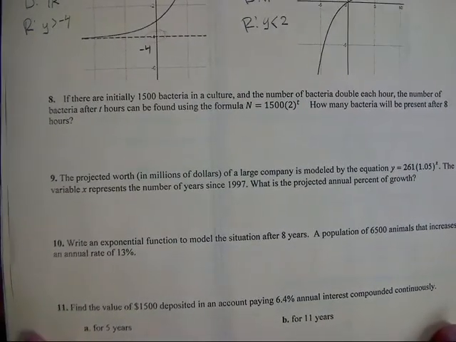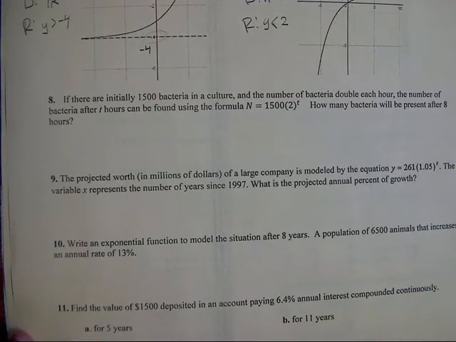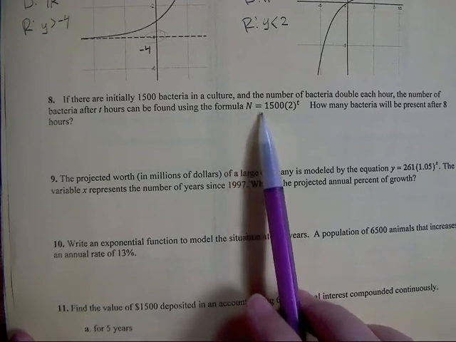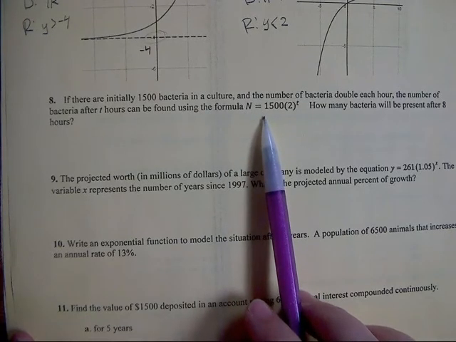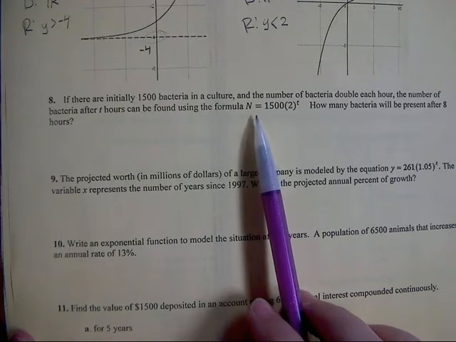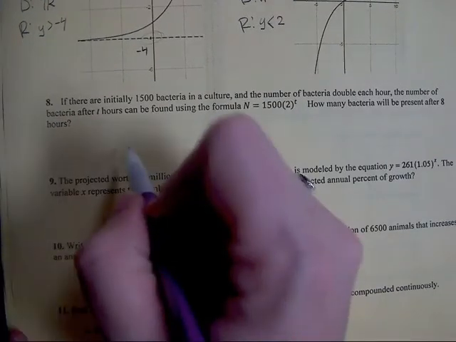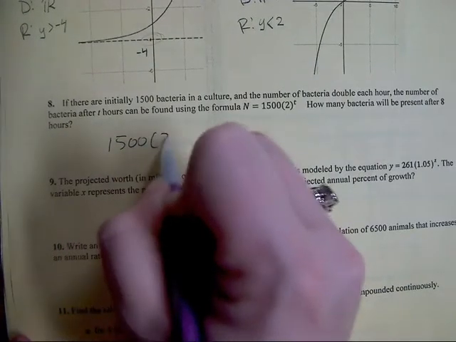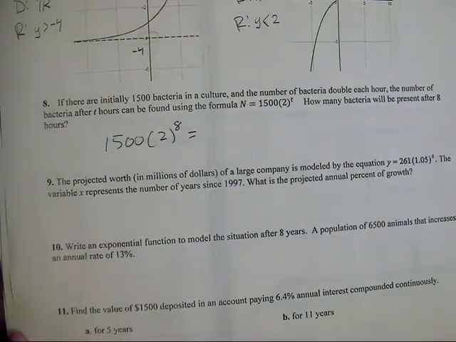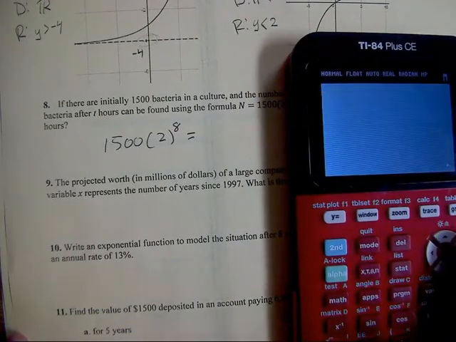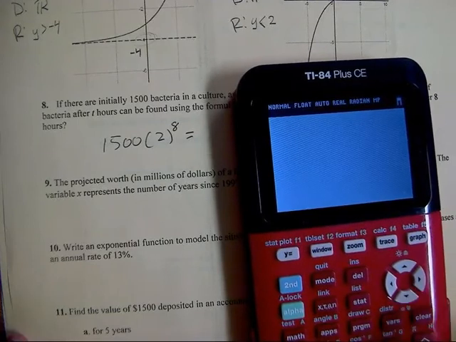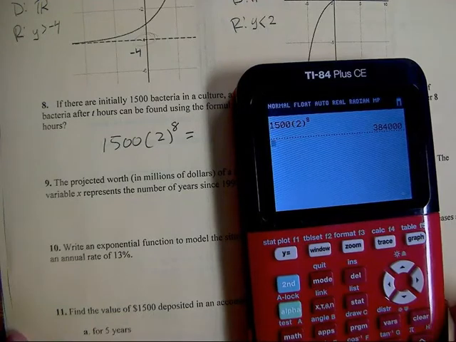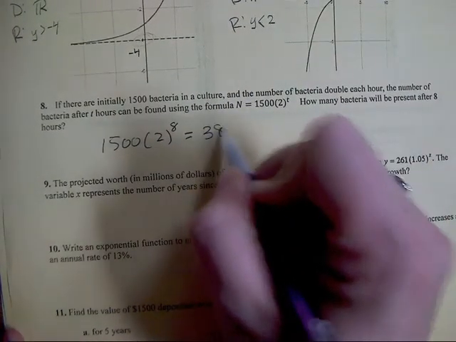If there are initially 1,500 bacteria in a culture, and the number of bacteria double each hour, the number of bacteria after t hours can be found using the formula n equals 1,500 times 2 raised to the t. How many bacteria will be present after 8 hours? Okay, so again, we need to replace that t value with the number of hours, which is 8. All right, I'm going to plug it into this lovely guy. 1,500 times 2 raised to the power of 8 gives me 384,000 bacteria. Ugh.